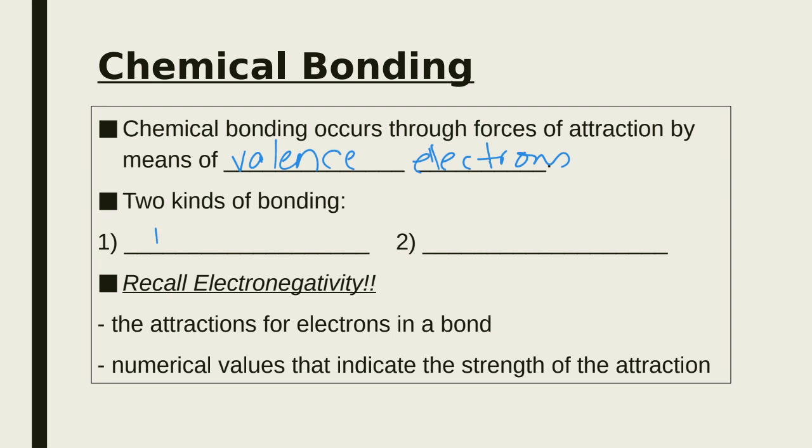There are two kinds of bonding. We know this. There is ionic and there is also covalent bonding. There's also a third called metallic. We get into that in the grade 12 course if you decide to take it.